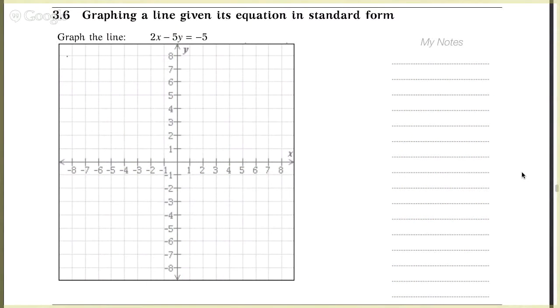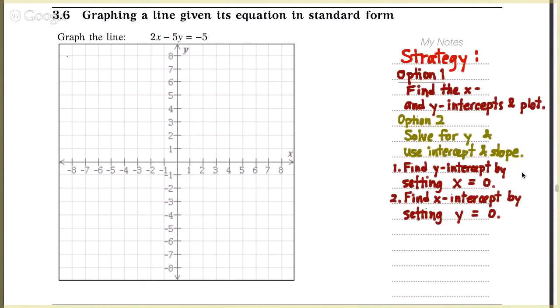So our strategy for graphing a line using its intercepts is that we want to find the y-intercept for this line by setting x equals 0. Find the x-intercept of this line by setting y equals 0. Again, the reason that works is that if I'm setting x to 0, then I'm talking about the y-axis. And if I'm setting y equal to 0, that means that I'm talking about the x-axis.